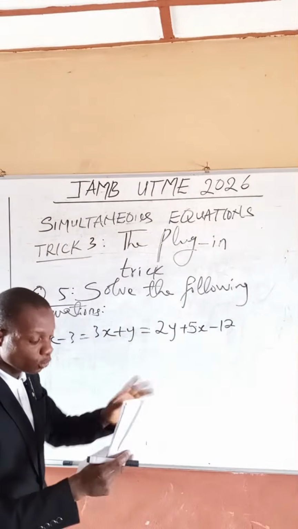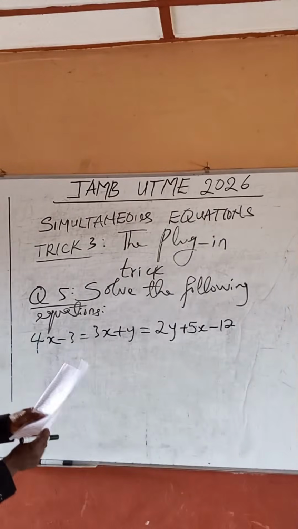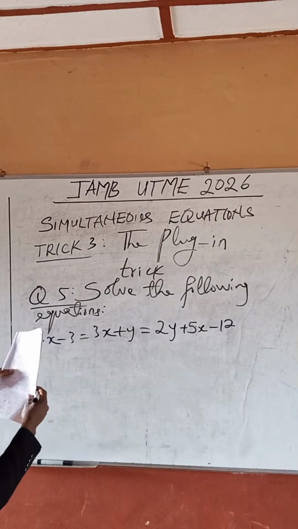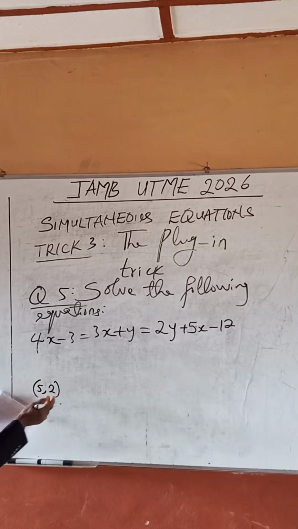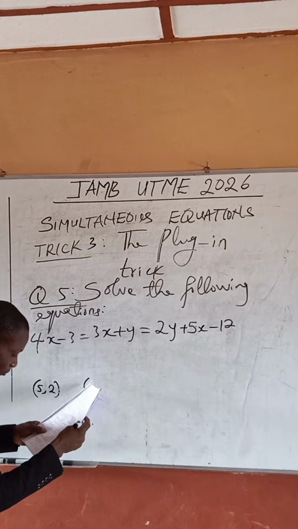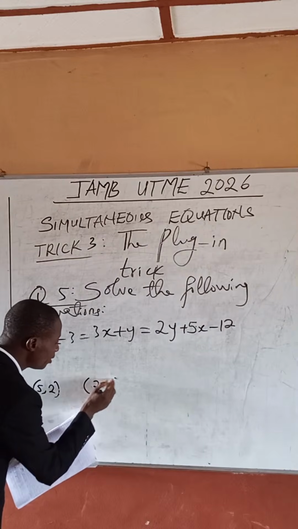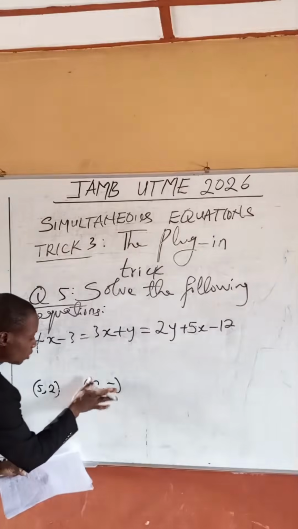So what are the solutions? The solutions are given in the question. So let's look at the solutions for better understanding. We are giving x, y. For the first one, x is 5 and y is 2. Then the second one, x is 2 and y is 5. The first one is x, the second one is y. Please don't forget that.